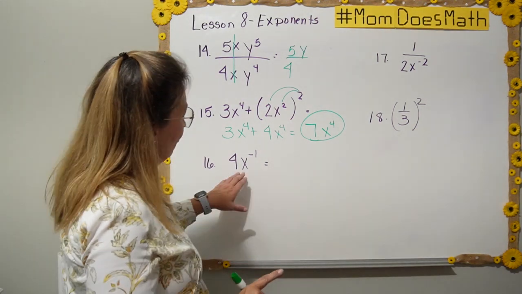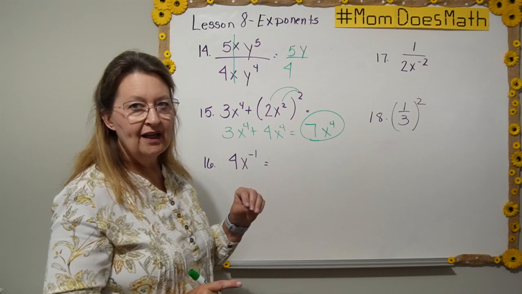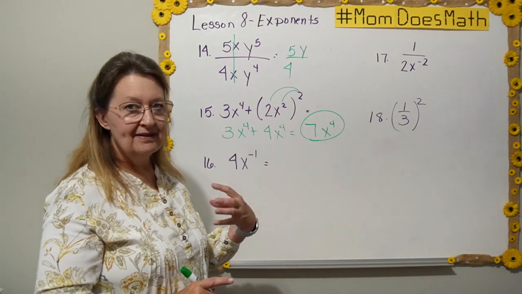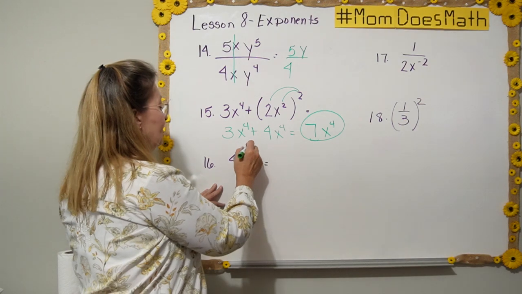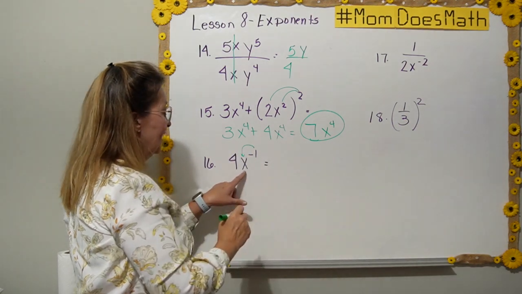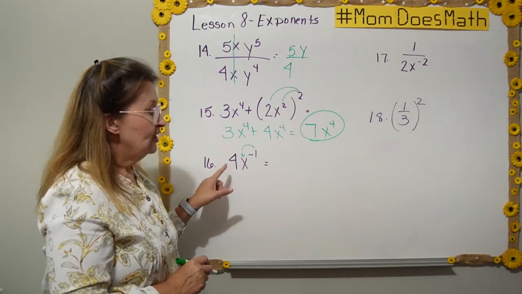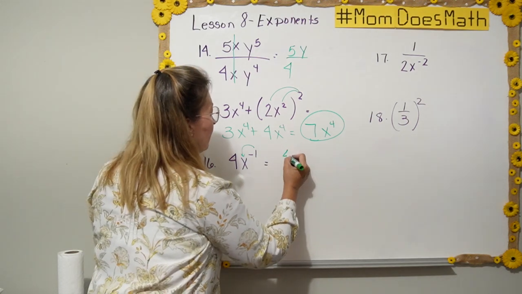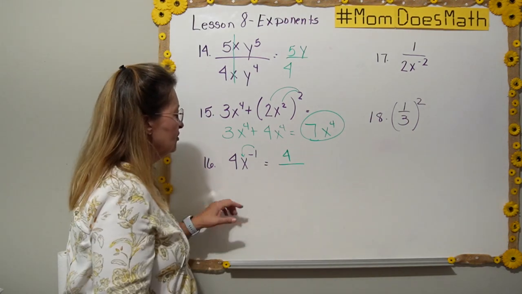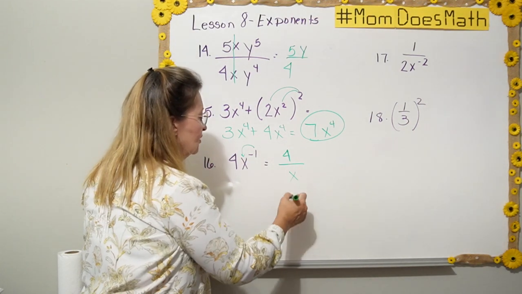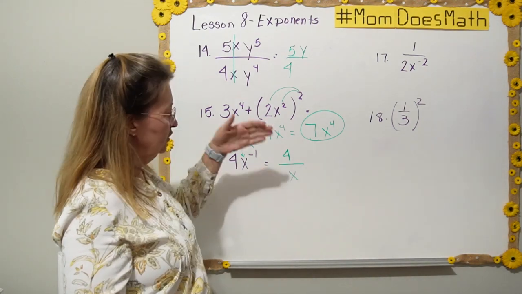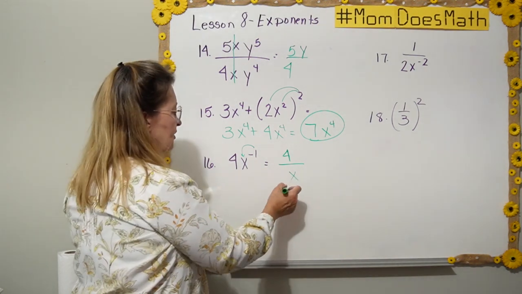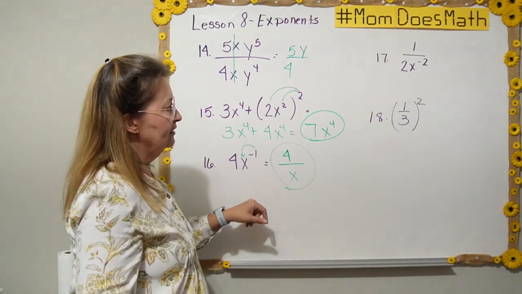All right, here, 4x to the negative 1. You know that that negative exponent means that base is in the wrong place. It wants to go to the bottom. But you also need to remember that can only affect the base right below it. So it doesn't affect the 4. The 4 is going to stay on top. The x is going to go to the bottom, and that exponent becomes a positive 1, which you don't have to put. So you're just going to put 4 over x.